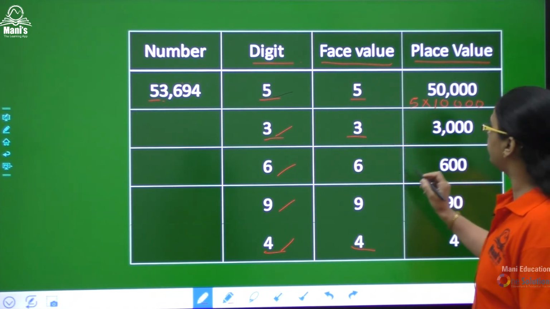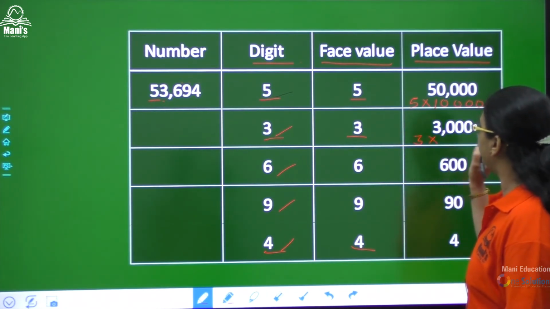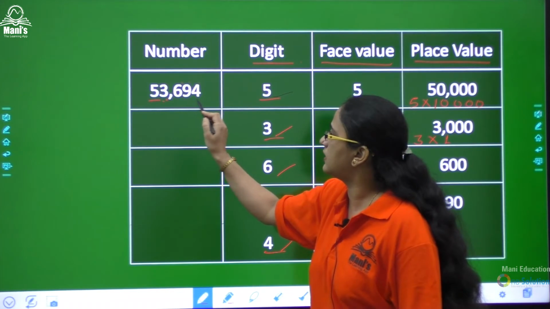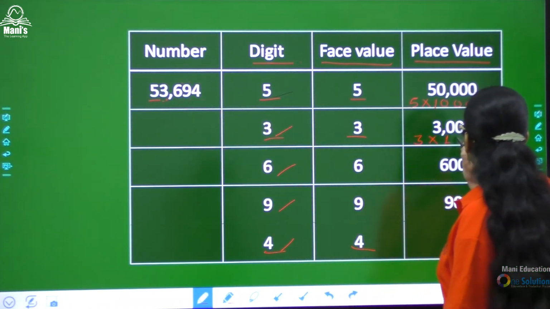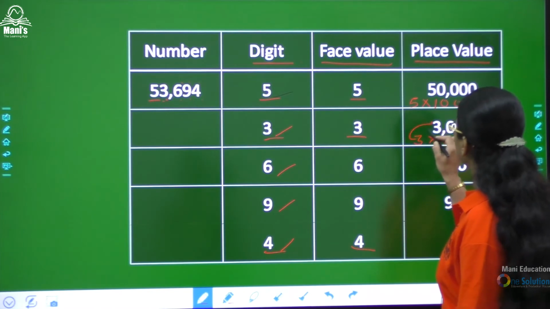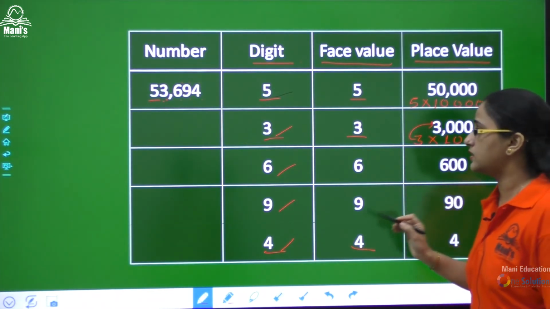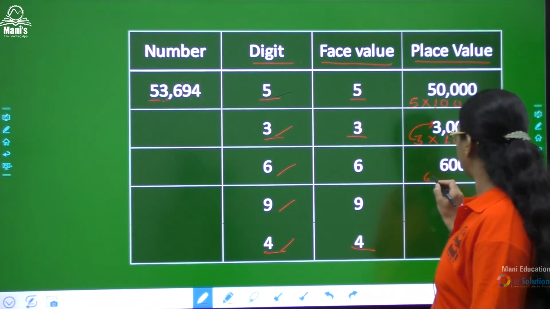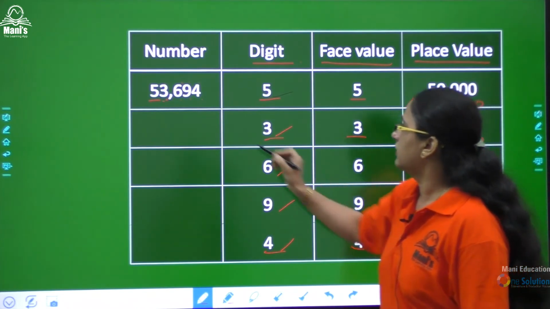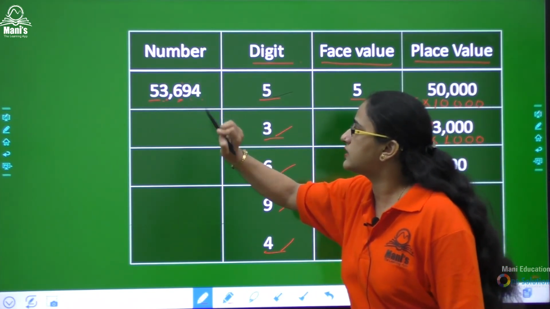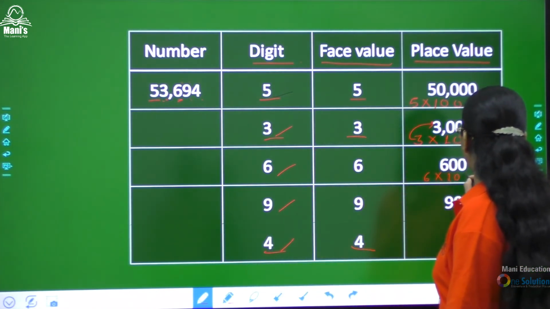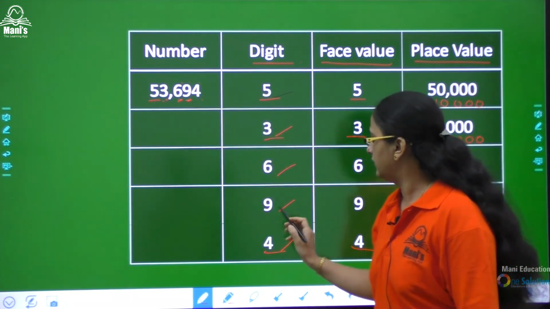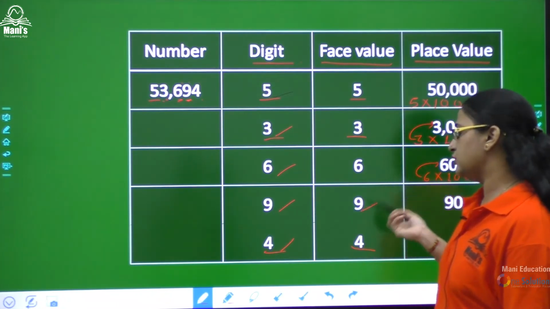Similarly, if I am talking about the 3, here also face value into 1, and after this number, how many digits are there? There are 3 digits, so we will put 1000. As you can conclude, 3 into 1000 is equal to 3000. After that 6, the digit is 6, so we will write 6, that is the face value also, multiplied by 100, because 2 digits are there after it, so it is 600. After that we will talk about this 9. The digit is 9, face value is also the same, but the place value is face value into its position.